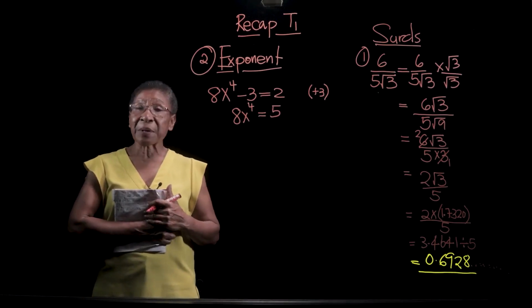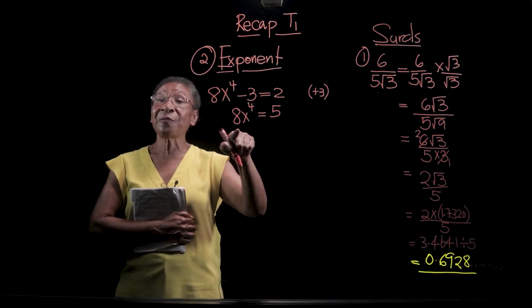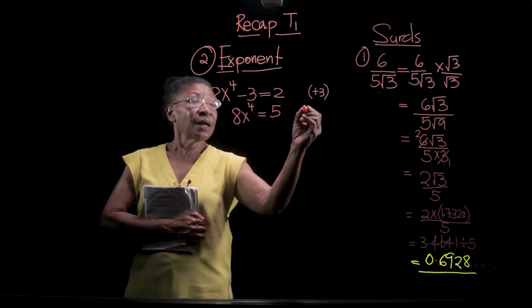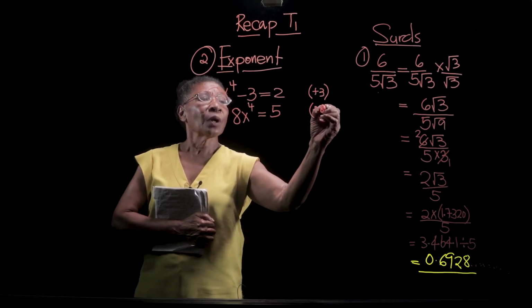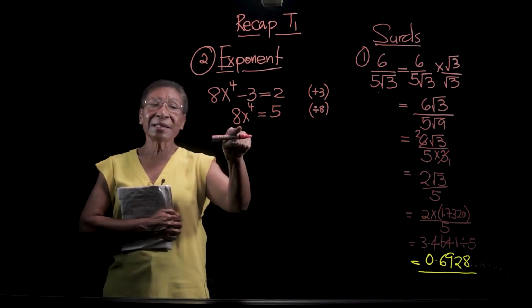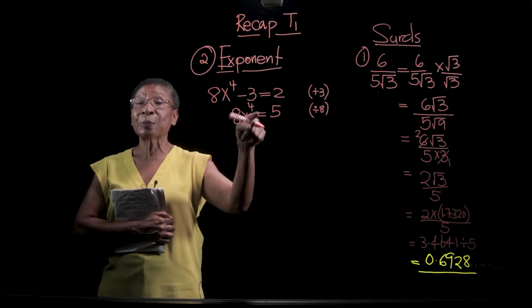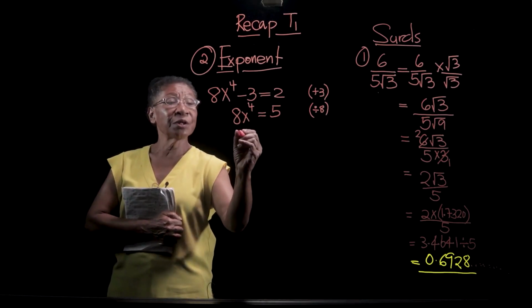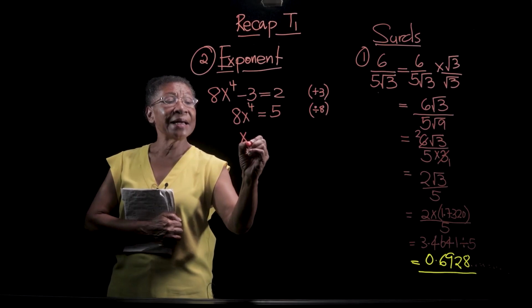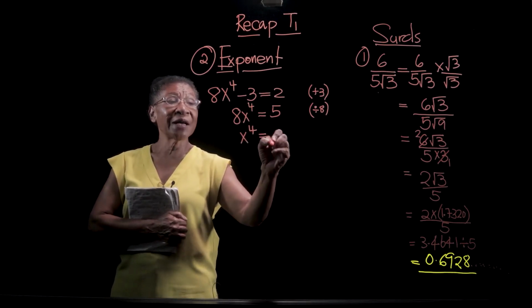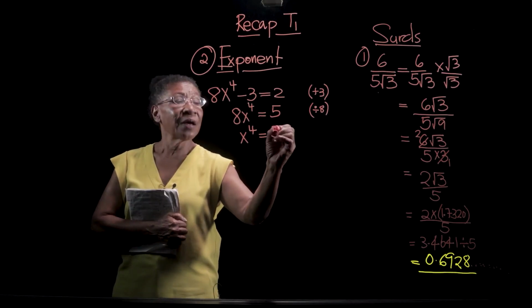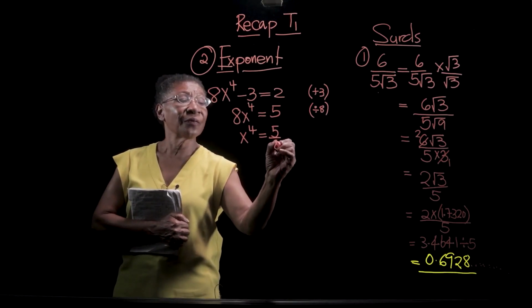The second step, you need to get rid of the coefficient 8. And that would give you, you divide by 8. Why do you divide by 8? It is the opposite of 8 multiply x. So that would give you divide by 8, x to the power of 4 is equal to, dividing both sides, 5 over a denominator of 8.